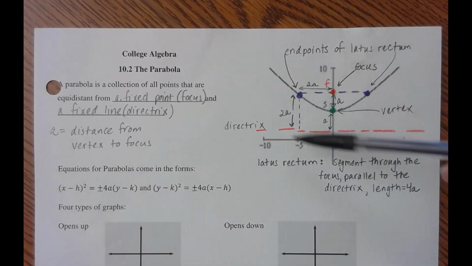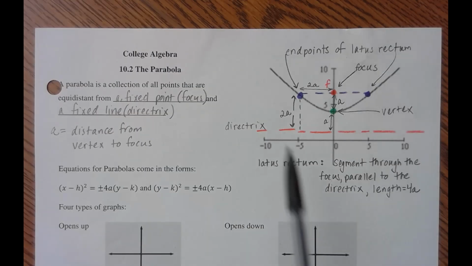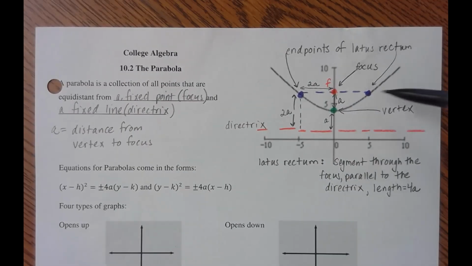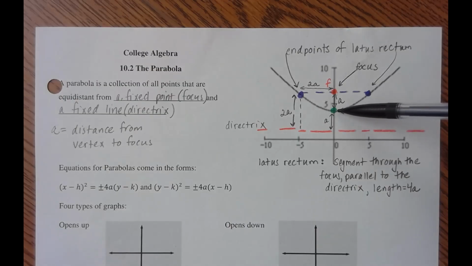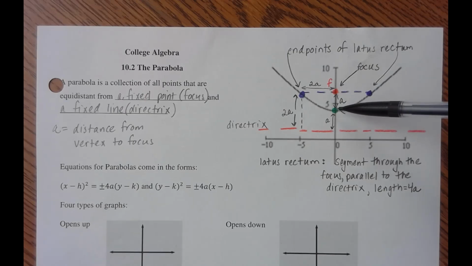So in this diagram over here, and you can fill this in on your notes, here's the parabola. This is the collection of points. Here's a fixed point called the focus. Here's the fixed line called the directrix. And all of the points on this parabola are the same distance from the directrix as they are from the focus. This specific distance here from the vertex of the parabola to the focus, this distance is a.